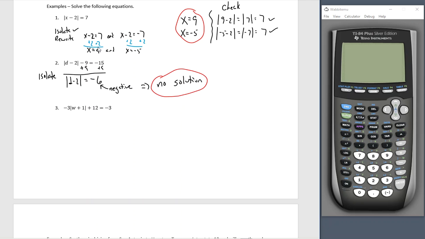It's only after we isolate the absolute value that we will determine if we write two equations, if there's no solution, or if it turns out that we'll have one solution with a 0.